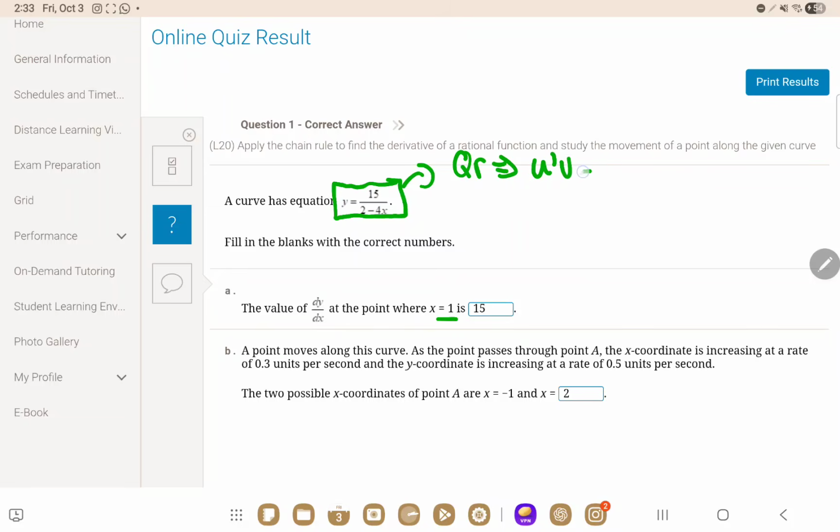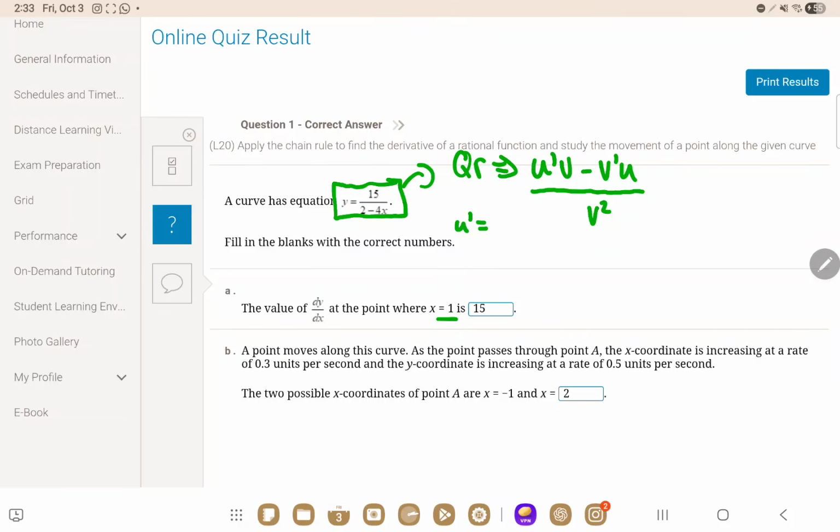u prime v minus v prime u. And no, you cannot switch them. You can't put v prime u before u prime v, or you're going to get the wrong answer, over v squared. Now, first of all, the one on top is u and the one on the bottom is v. Now, what's u prime?